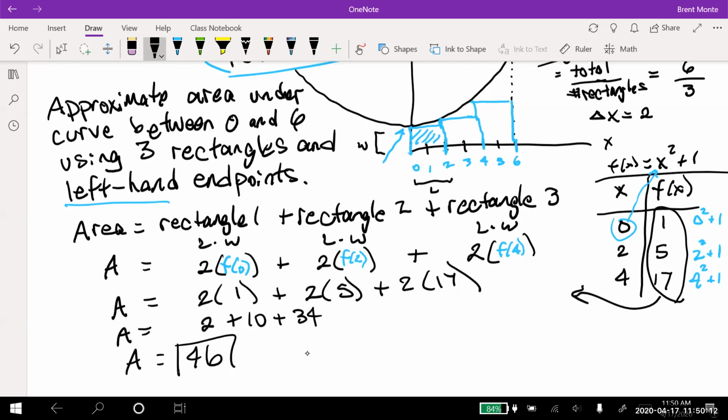Well, 34 and 2 is 36, so it's 46. Now the problem is, that's the area of those rectangles. It's not actually the area that's under the curve because we see we missed some area. But that's our guess. That's not the total area, and it'd probably be more accurate to say, hey, the area is approximately 46. That's the exact area of the rectangles, but it's the approximate area under the curve.